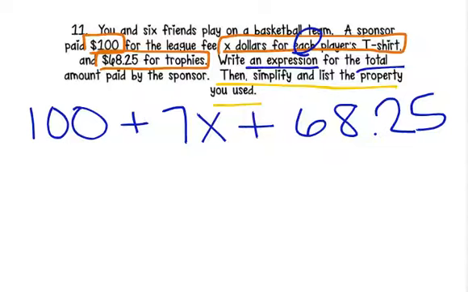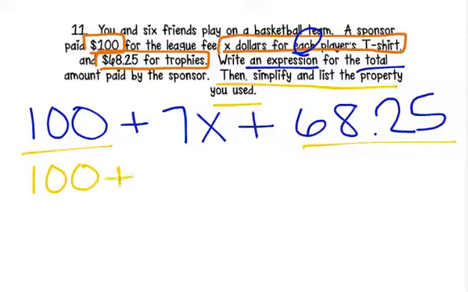The next step is to reorder it so that you can simplify it. Now remember, the first thing you need to do is get this into an order where you can add some things together. And as you look, you can't add 100 plus 7x because those can't be combined. We don't know what x is. And we cannot add 7x plus 68.25. If you notice, what we could add would be 100 and then 68.25. So let's move them so that they're side by side.